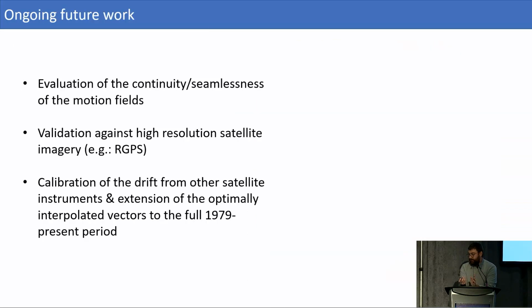Yep, so that's what I had, just some words on the ongoing and future work. I'm looking into evaluating the continuity or seamlessness of the data set. We don't want to be introducing discontinuities in the motion fields. To make full use of the IABP drifting data record, we're also looking at whether we can transition the validation step to high-resolution satellite imagery, for instance drift vectors from our GPS. And the last thing is to extend the satellite drift calibration I did to the other instruments to cover the entire observational period, because at the end our objective is really to produce a readily available, optimally interpolated drift data set for the entire observational period.